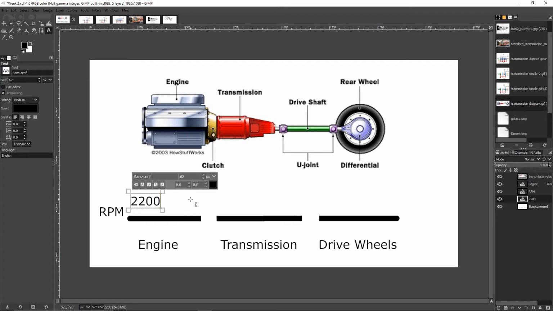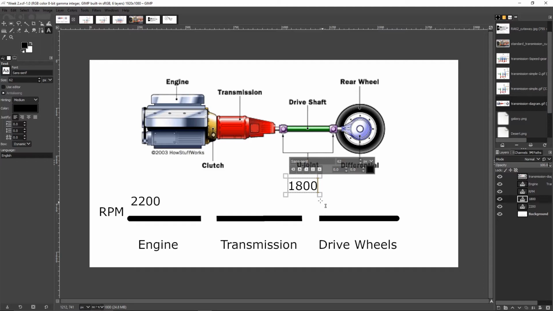2200. And now the drive wheels, well, let's not go there. Before the differential, so the drive shaft itself. So we'll put you right here. Drive shaft is now doing 1800 RPM. This is an overdrive situation. I am now driving the output more than I'm doing with my input.